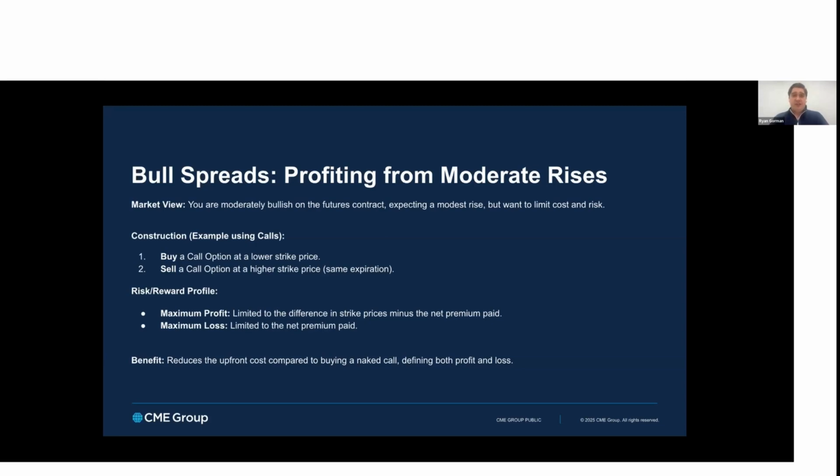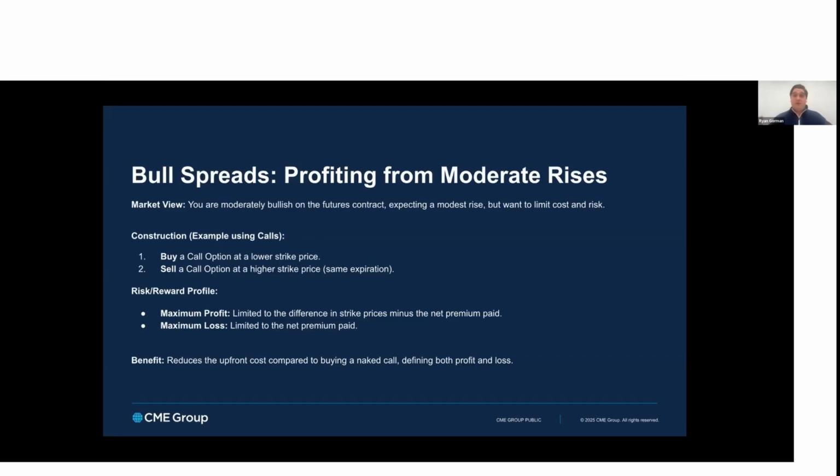So the construction of this, an example using calls. So buying a call option at a lower strike price and then selling one at a higher strike price. So think about the E-mini S&P. I'll just throw out random numbers, but you could buy the December E-mini S&P at 3,000, and then you're going to sell the December E-mini S&P at 3,050.